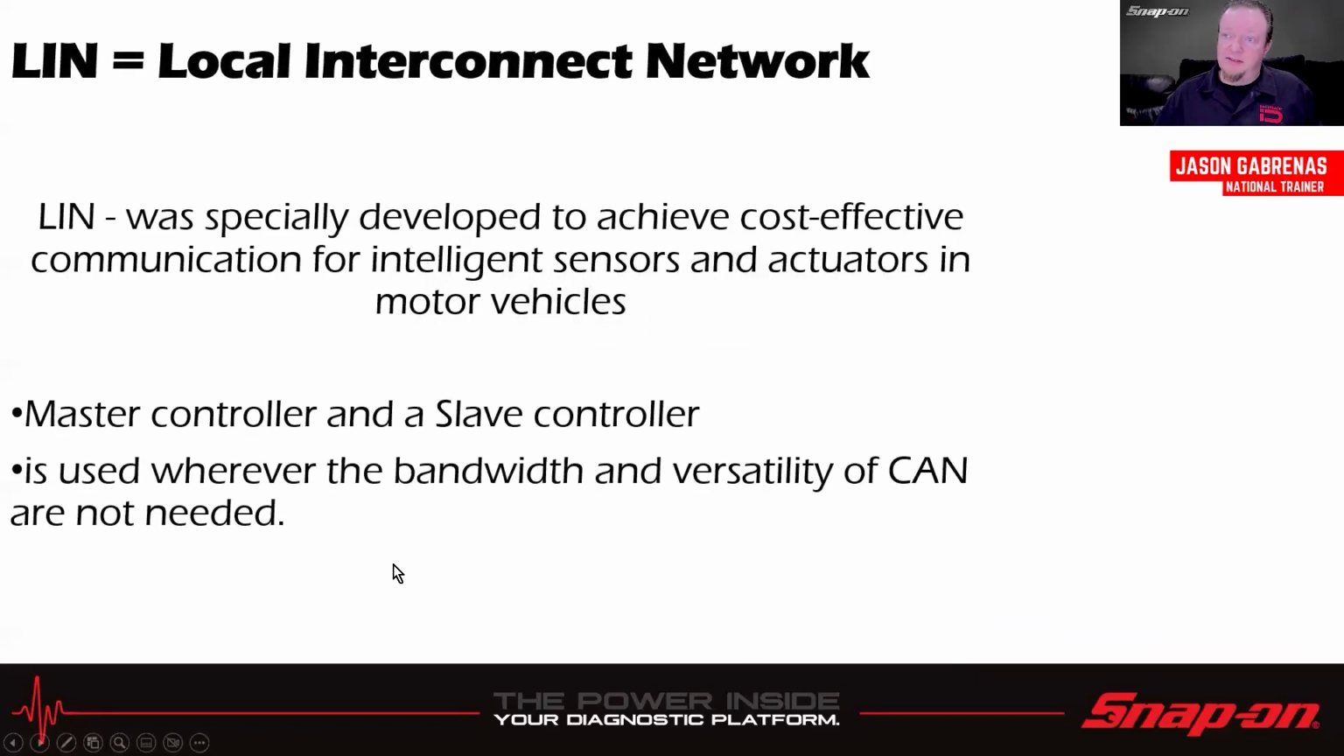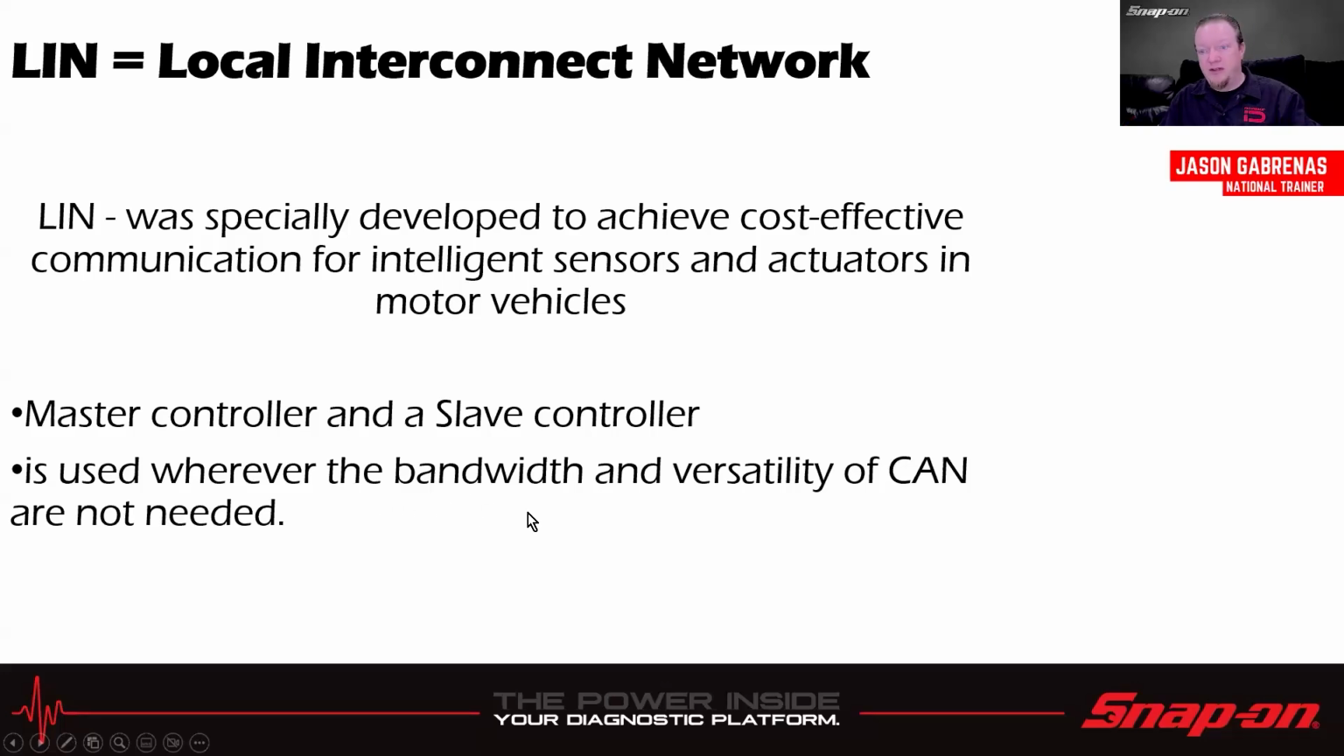And then LIN bus. LIN stands for Local Interconnect Network, by the way. It was specially developed to achieve cost-effective communication for intelligent sensors and actuators in motor vehicles. It's a master and slave type situation. So think of things like, to save complexity on the window motor circuit, I press down on the window switch. It's going to send a signal. That'd be the master. It's going to send the signal down to the window motor, and it's going to tell the window motor to roll down or roll up or express down or express up or whatever it happens to be. So instead of having to go through different control modules and ground relays and stuff like that, it just sends the information over this network, the single-wire network.